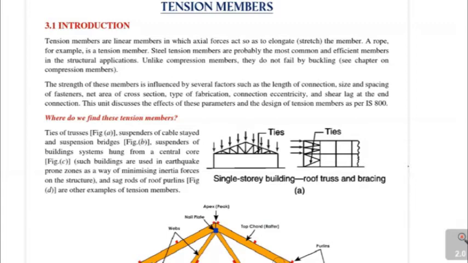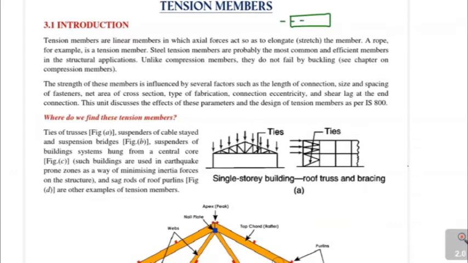So you know what a tension member is. Let me take this. There is a body here, this is the axis, and this is the force P acting on this member. This P is tensile in nature, and this member is being subjected to tension along the axis, and this member is called a tension member. So how can you define a tension member? A tension member is a member in which axial forces act so as to elongate or stretch the member, right?